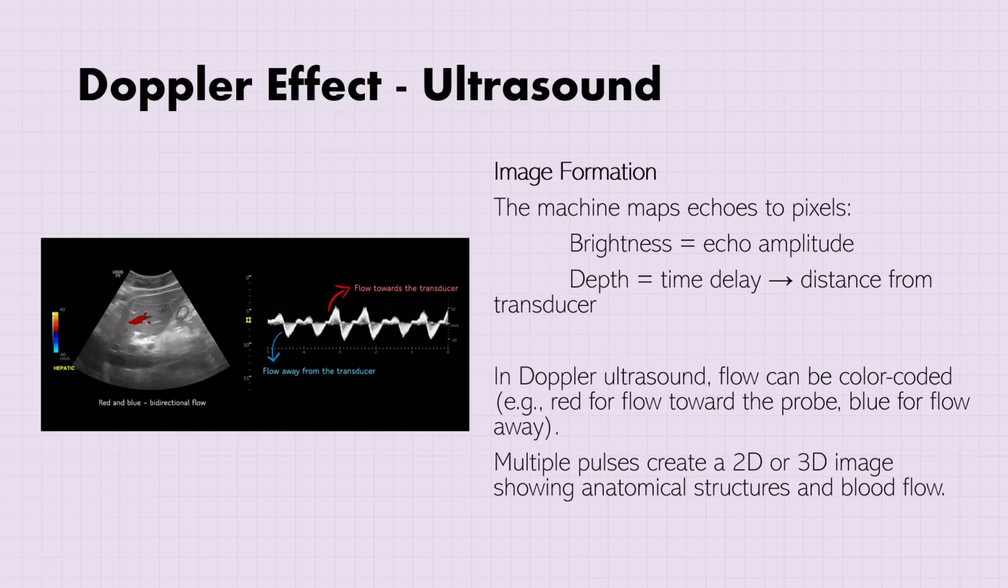So, from that, they can take that signal and turn it into an image, right? The machine maps echoes to pixels, right? So brightness would be echo amplitude, and depth would be the time delay, how long it takes for the ultrasonic sound wave to go in, hit something, and come back. And this can be color coded as well. So if something is flowing towards the probe, it would be red, and something blue would be flowing away from the probe. And if you do multiple passes, you can get 3D images.